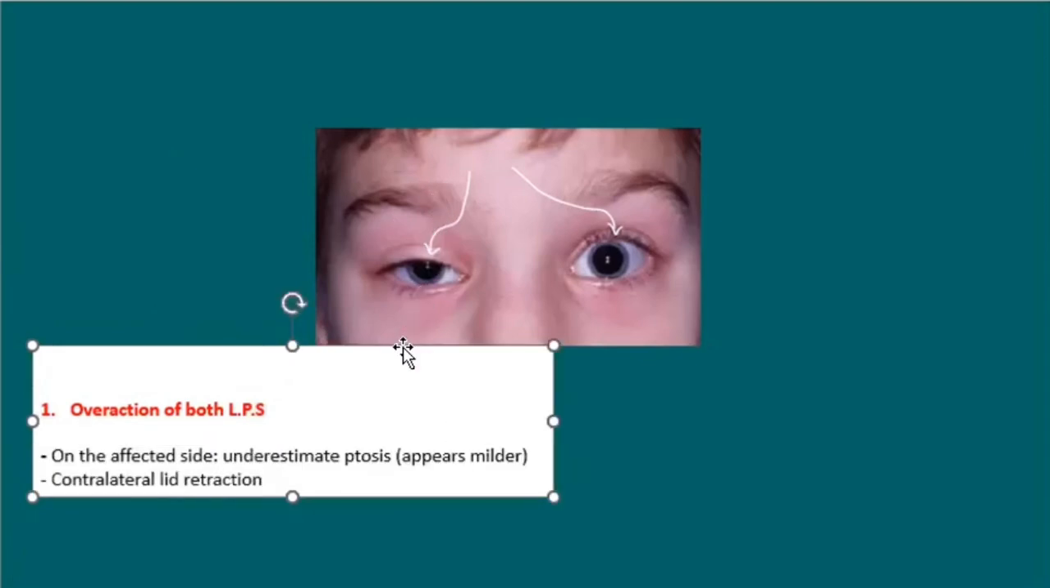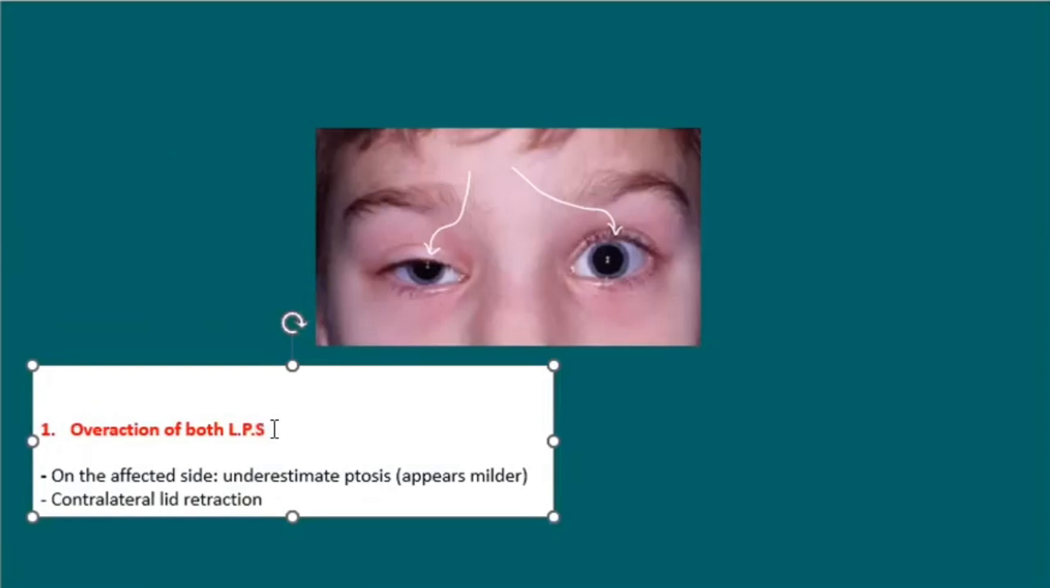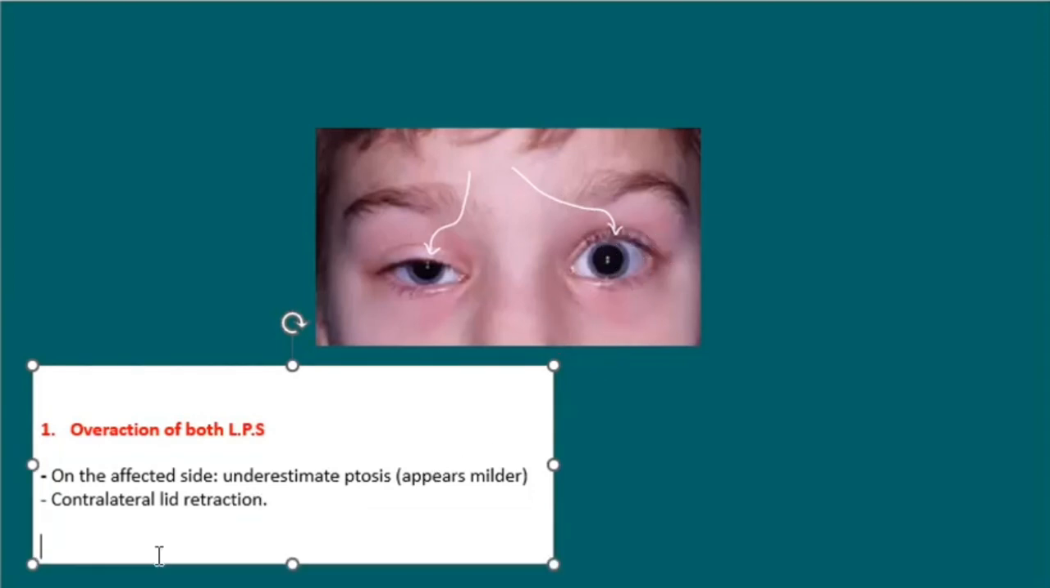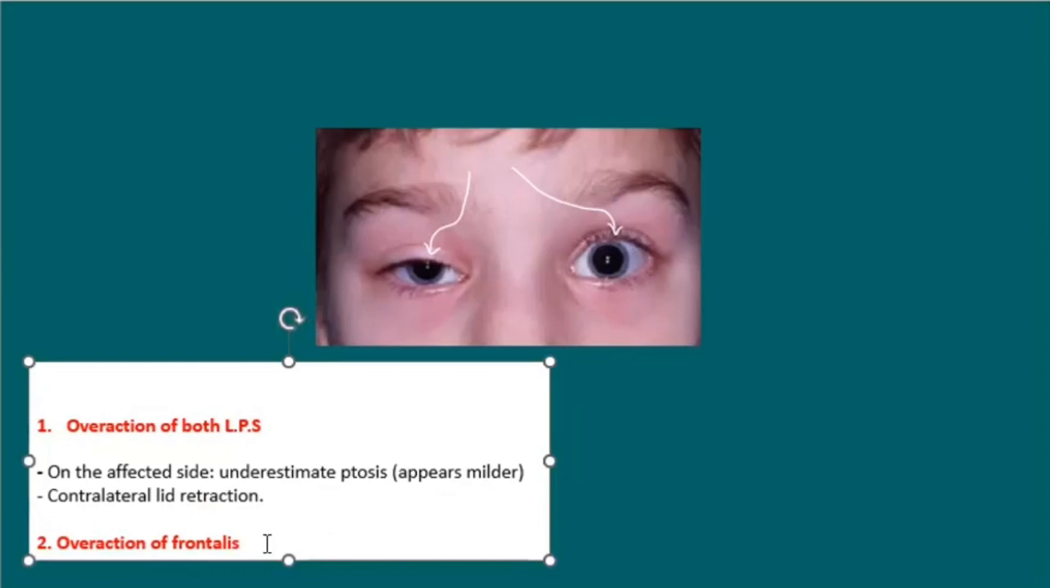So in ptosis, there is overaction of both levators. On the affected side, it might improve the ptosis. On the other side, it might retract. It's all about might, not it should, but it might, okay? Because not all cases show contralateral eyelid retraction. Another compensation that you may get is overaction of the frontalis, because we said before that the frontalis helps the levator in elevating the upper eyelid.